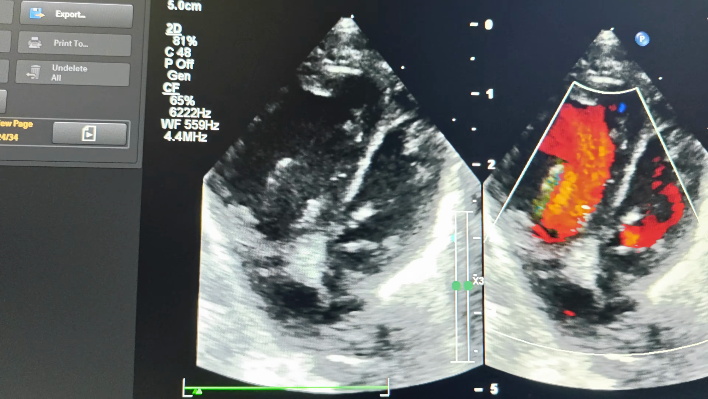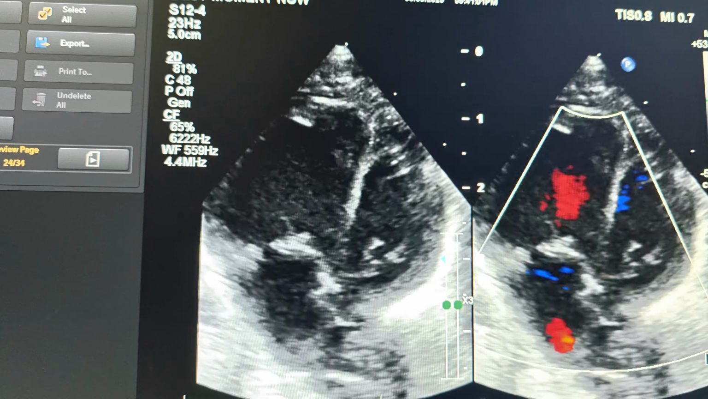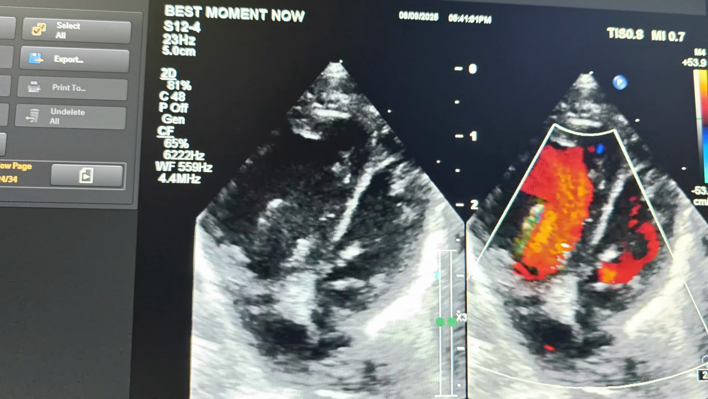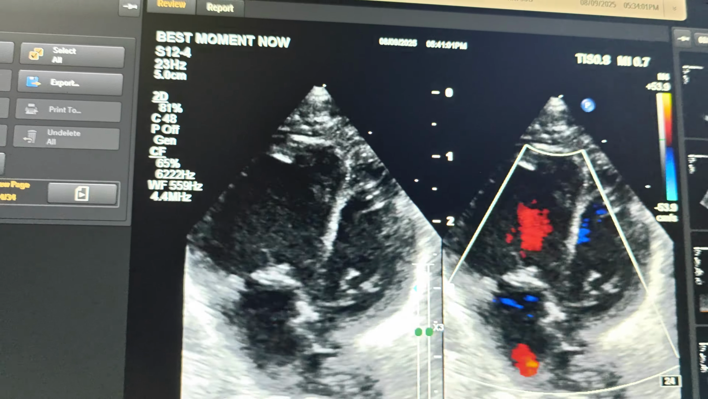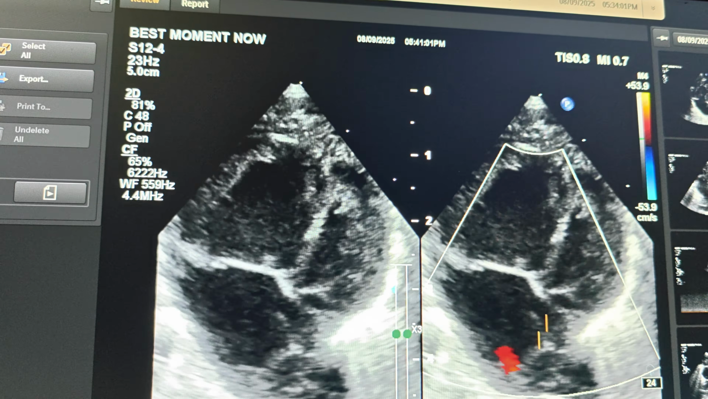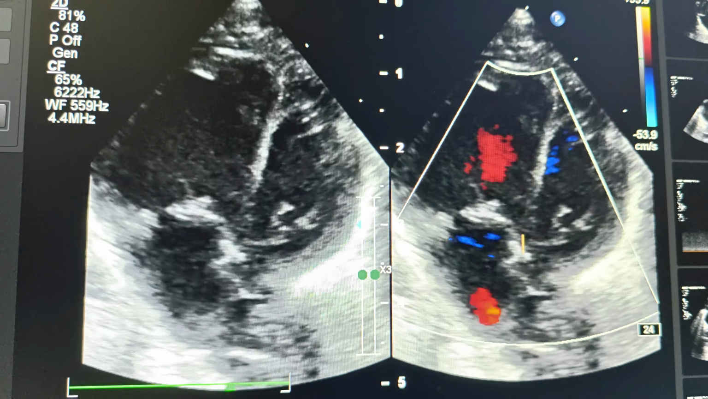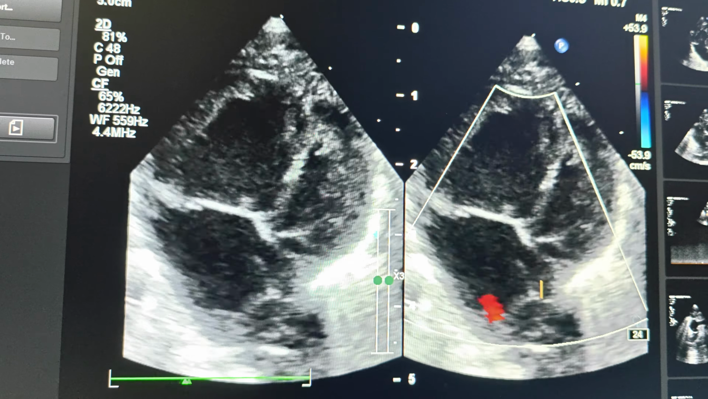The probe is directed away from, towards the base, that is more caudal in orientation, and you are getting the coronary sinus. So see, this is the coronary sinus. No significant flow in the coronary sinus. It means the total anomalous pulmonary vein is not joining the coronary sinus.